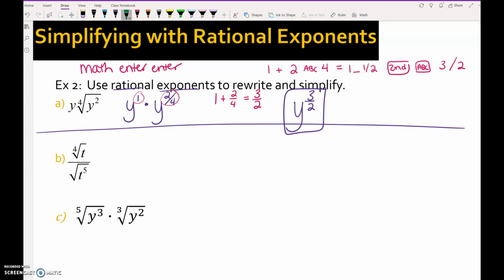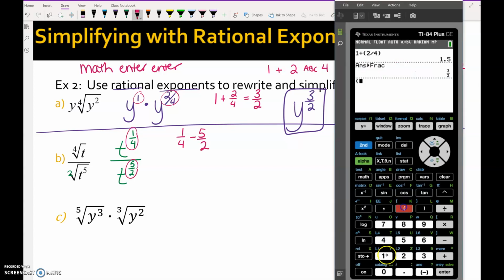Okay, example B. The top says the 4th root of t. How does that look as rational exponents? T to the 1/4. And on the bottom, we have the square root of t to the 5th. That is t to the 5/2. When we're dividing, what do we do with our exponents? Subtract. So 1/4 minus 5/2.